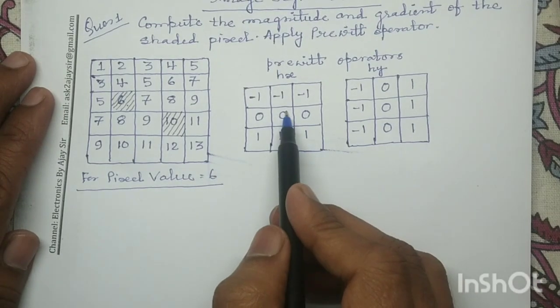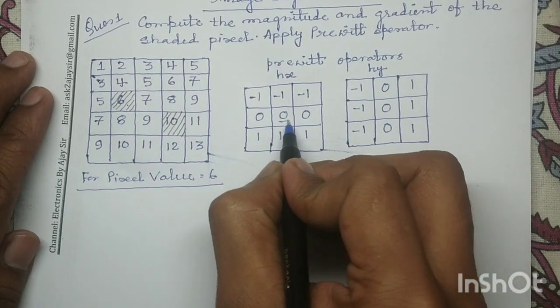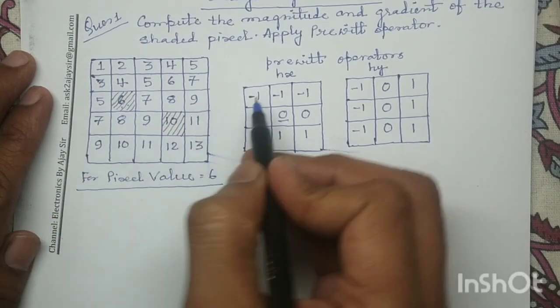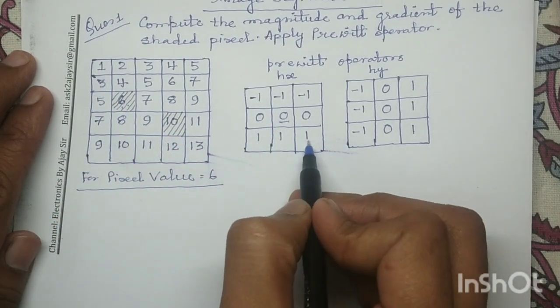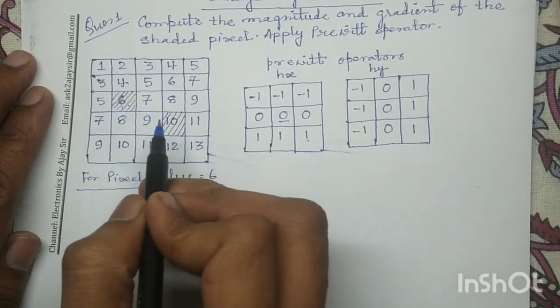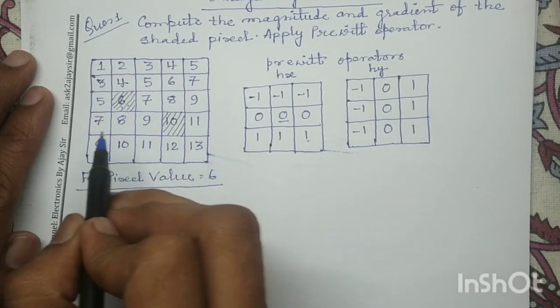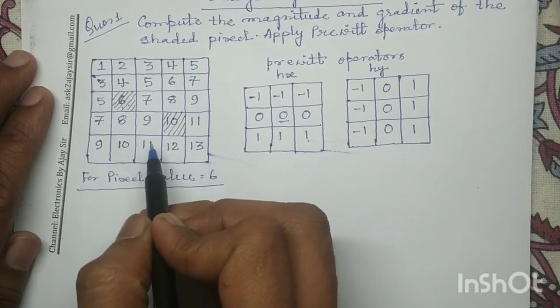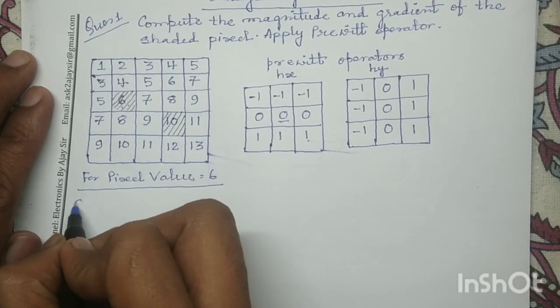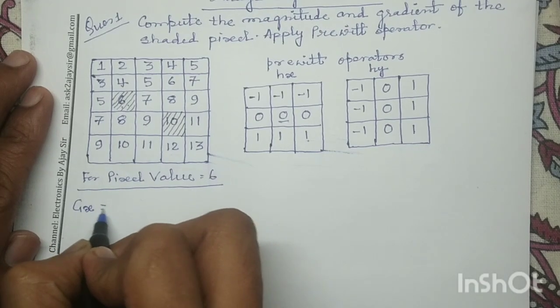For the pixel value 6, first I apply the hx filter. The center of the hx filter I will put at this point, and the corresponding pixels will be multiplied with the corresponding coefficients of the filter mask hx. If you perform the corresponding multiplication, it is called gx.